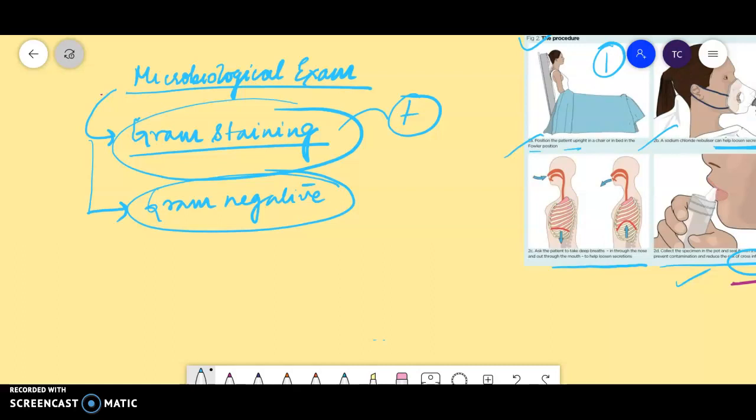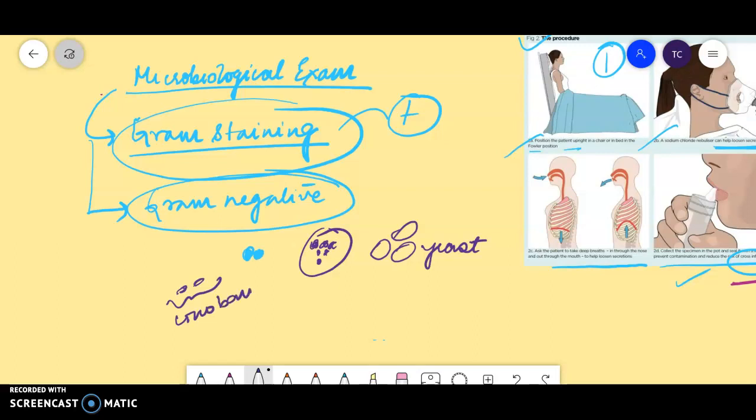Now, if you see your analysis, I know you know it very well. If it is Streptococcus pneumoniae, can anybody tell me what the structure will be? It is gram-positive diplococci, with a surrounding clear space. If it is Staphylococcus aureus, you will have a bunch of grapes. If it is Candida, you will have budding yeast. If it is Haemophilus influenzae, gram-negative coccobacilli. So this way, you can analyze initially.